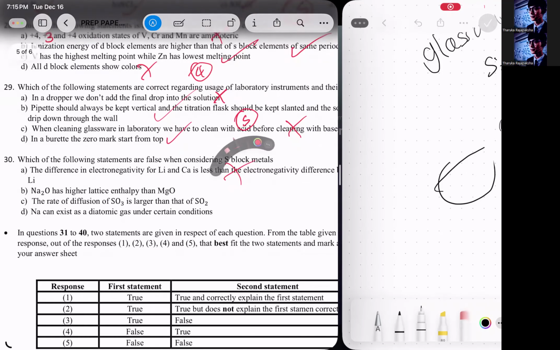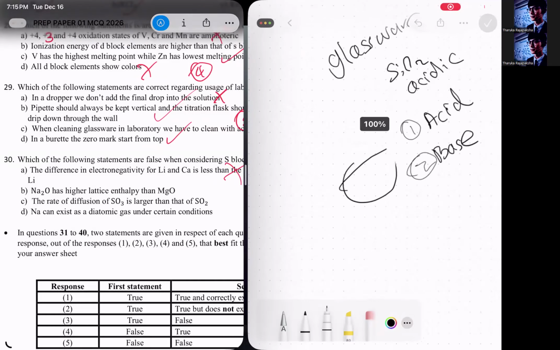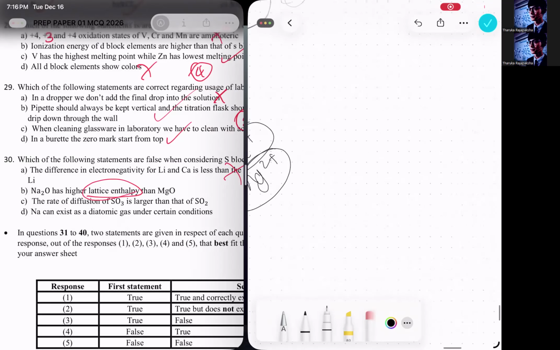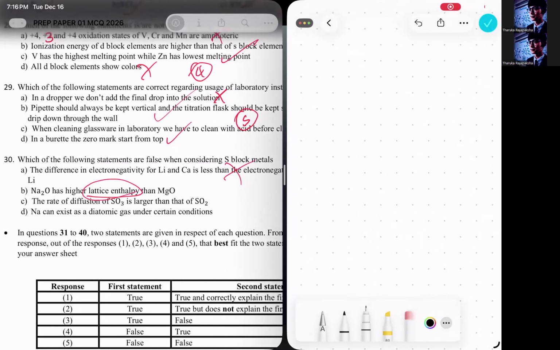Sodium oxide has a higher lattice enthalpy than magnesium oxide. Sodium oxide, people, has sodium plus and magnesium oxide contains magnesium 2 plus. Now, who has the larger charge? Magnesium has a larger charge, so polarizing power is larger. Polarizing power larger, we are talking about lattice enthalpy. Oh my god, not decomposition temperature, lattice enthalpy. Lattice enthalpy we are going to learn in energetics, people.